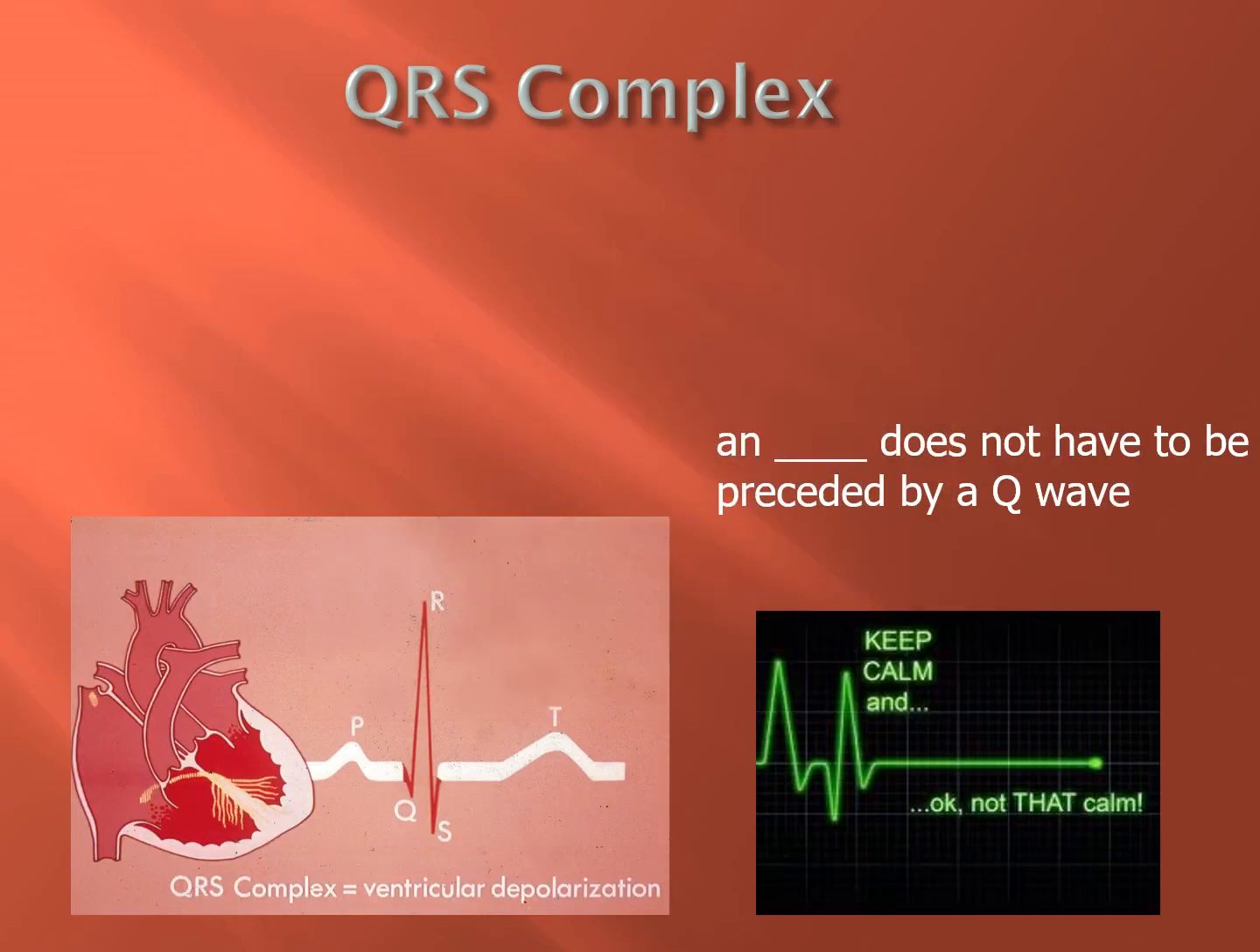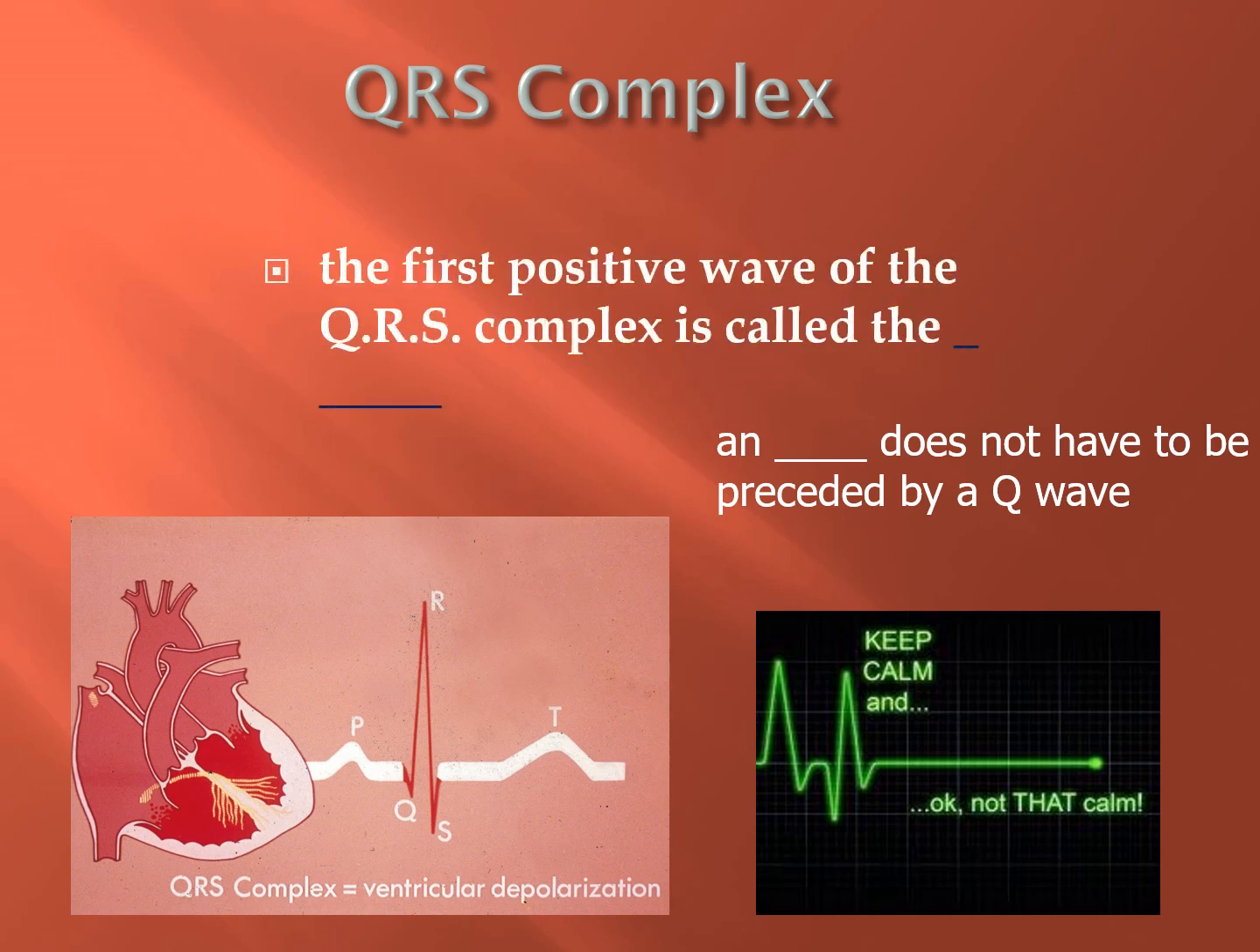The first positive wave of the QRS complex is the R wave, and the R wave does not have to be preceded by a Q wave. In other words, we can go P, R, S, and T, right? We don't have to see a Q wave in every single lead.